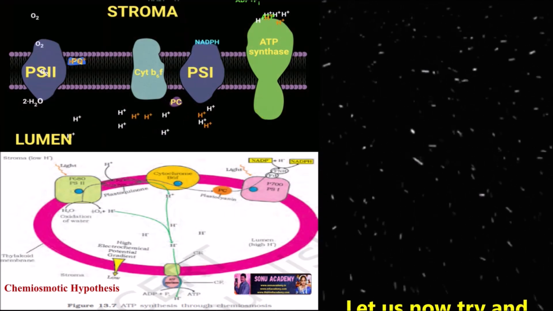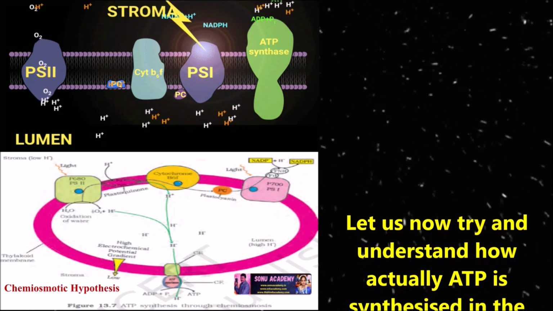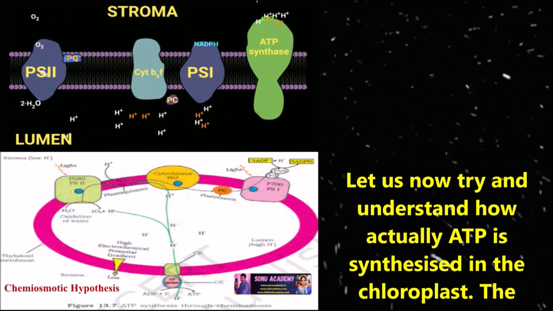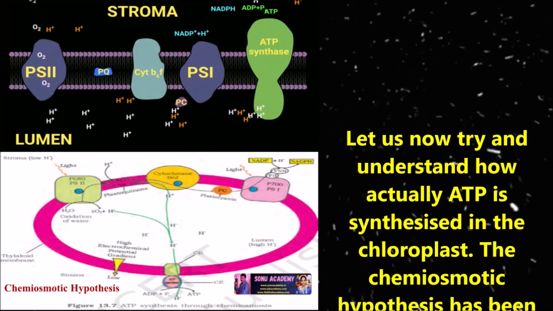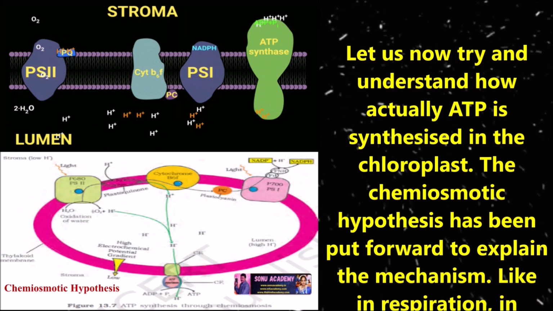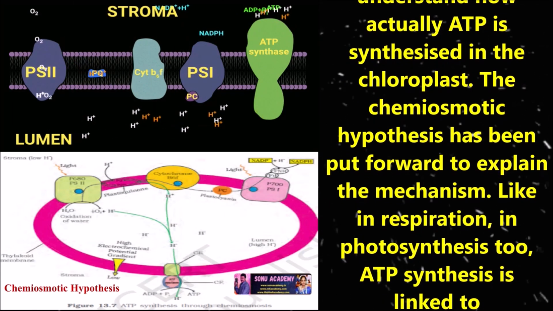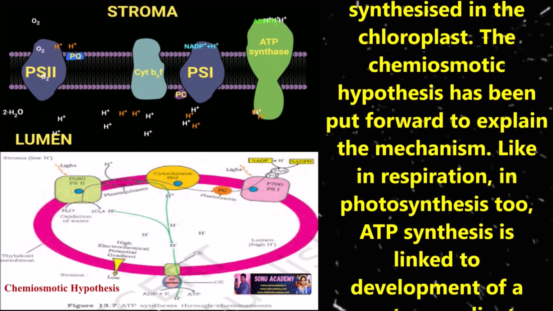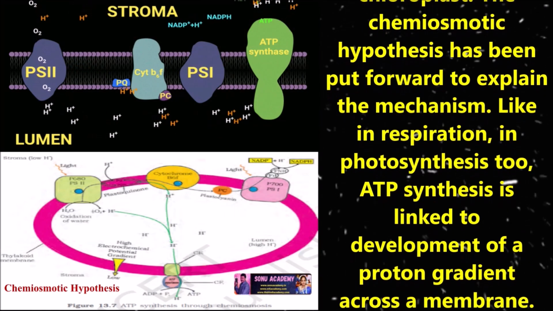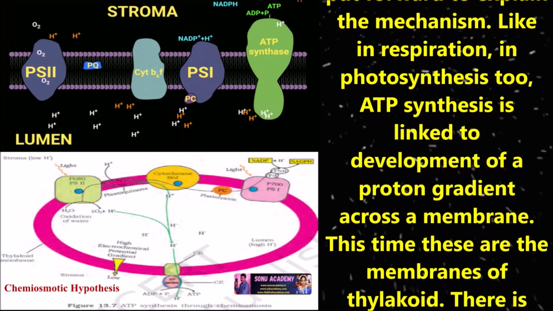Children, let us discuss the chemiosmotic hypothesis. Let us now try and understand how ATP is actually synthesized in the chloroplast. The chemiosmotic hypothesis has been put forward to explain the mechanism. In respiration, and in photosynthesis too, ATP synthesis is linked to development of a proton gradient across a membrane. This time these are the membranes of thylakoids.